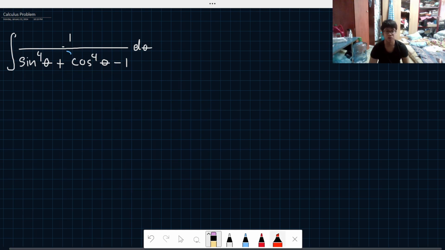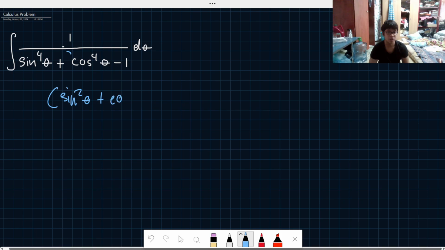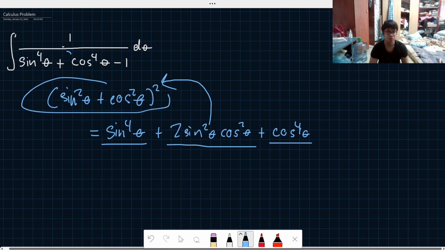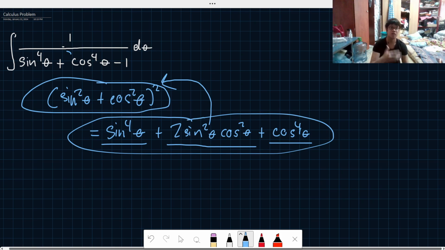However, there's one thing I would like to share. If I have a squared binomial where the terms are sine squared theta plus cosine squared theta, and I expand it, I will have sine theta raised to 4 plus 2 sine squared theta cosine squared theta plus cosine theta raised to 4. So if I have not only sine theta raised to 4 and cosine theta raised to 4, but also 2 sine squared theta cosine squared theta, I can convert it into the square of sine squared theta plus cosine squared theta. The question is how?